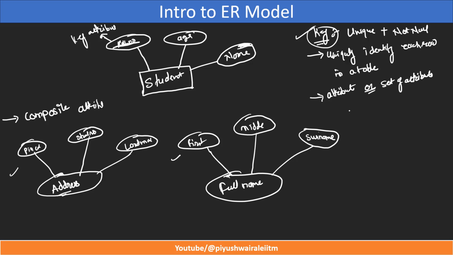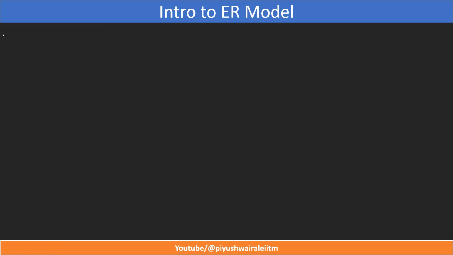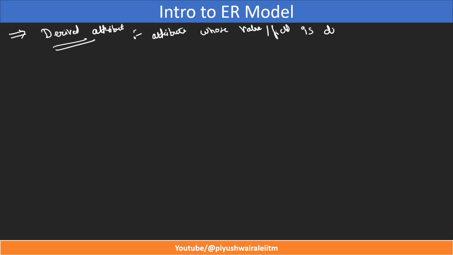Now we will see the derived attribute. A derived attribute is an attribute whose value, or field, is derived from another attribute. A derived attribute is represented by a dotted ellipse. For example, age is a derived attribute.